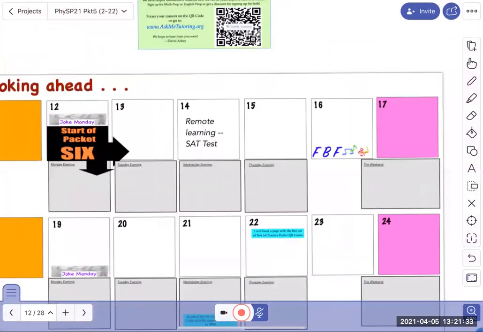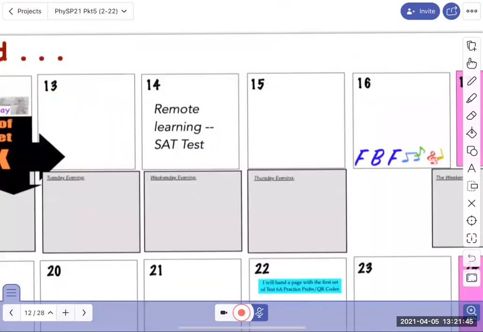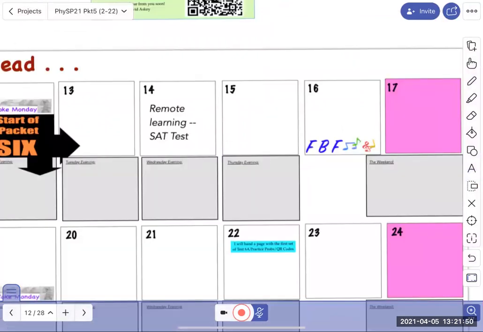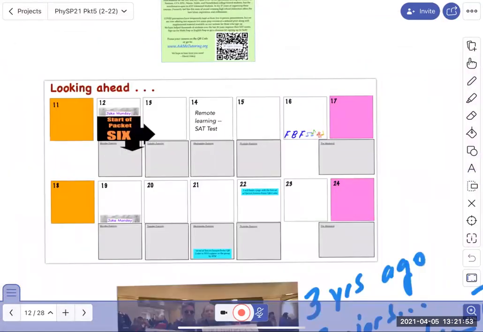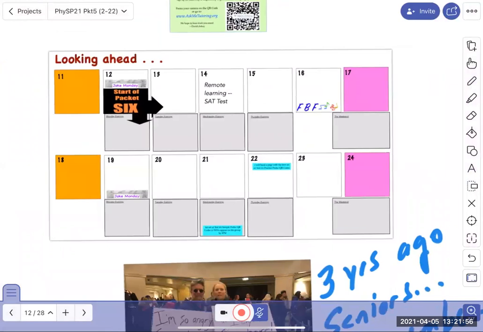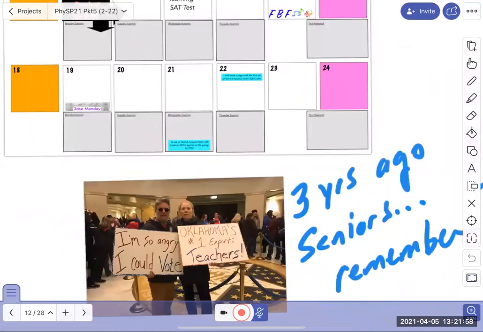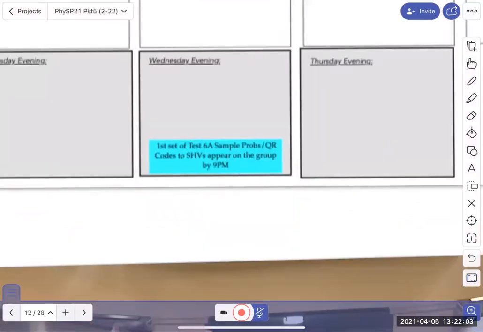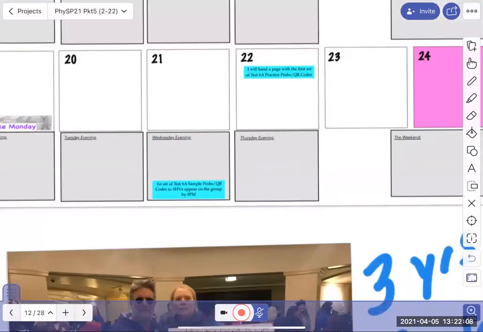14th, Wednesday of next week will be the SAT test. So will we meet? Yes, we'll still meet, but it'll be for like 25 minutes. And it'll be kind of like we did last time where I'm going over something with you. I can't introduce anything new. And then maybe we'll look at rockets or something. We'll do something that day for about 20, 25 minutes. And the only other thing coming up, the next big thing after the test is the sample problems for test 6A, the QR coded stuff. That'll be available Wednesday night, the 21st. Now we're talking way in advance.